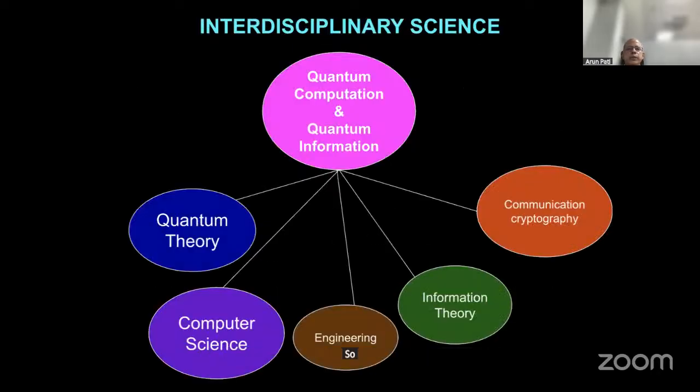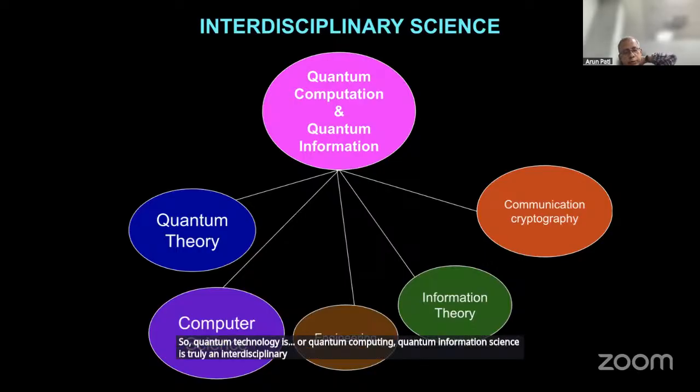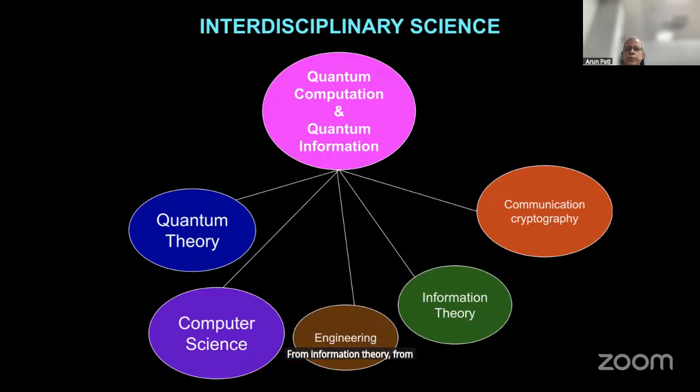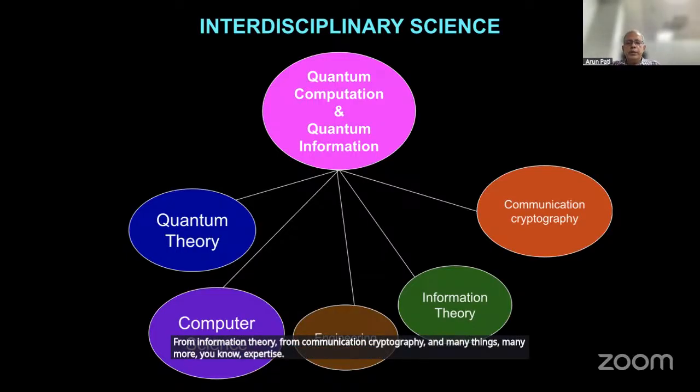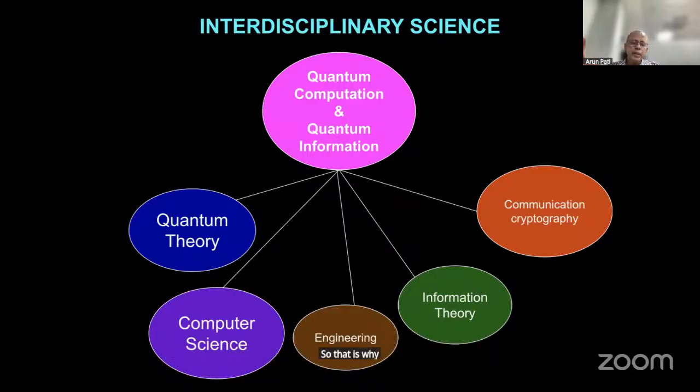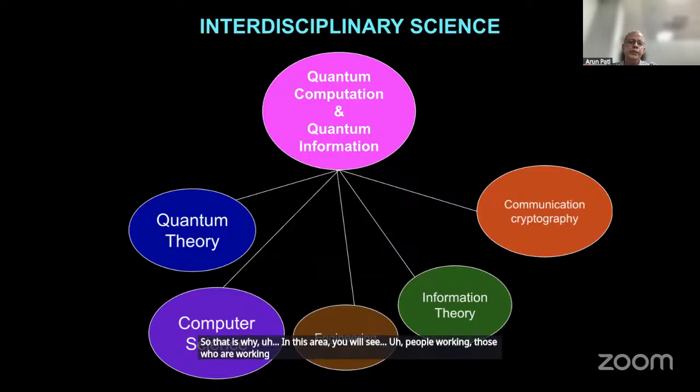So quantum technology, or quantum computing, quantum information science, is truly an interdisciplinary area where you need expertise from quantum theory, computer science, engineering, information theory, communication, cryptography, and many more. So that is why in this area you will see people working not just from the physics area, but from diverse areas of science and so on.